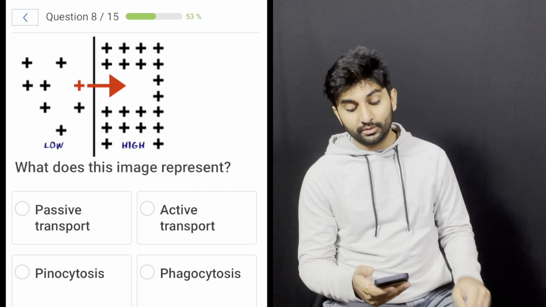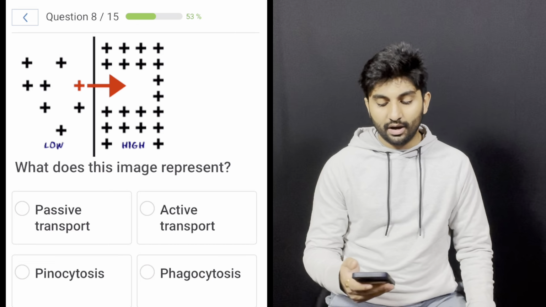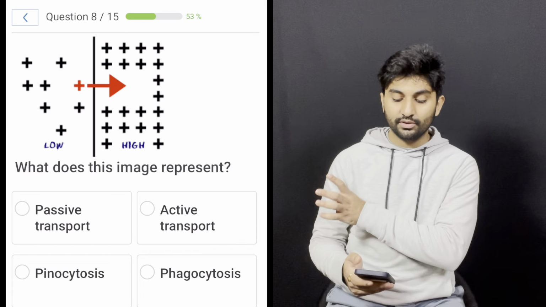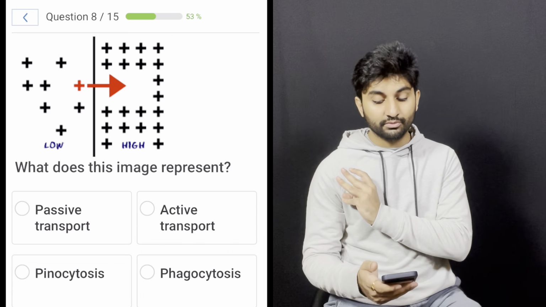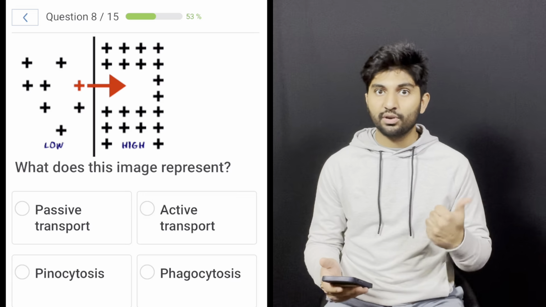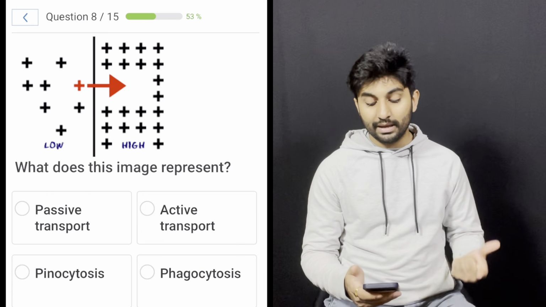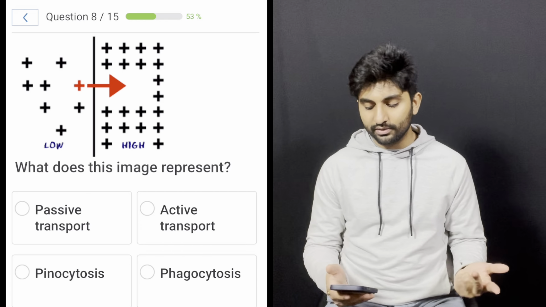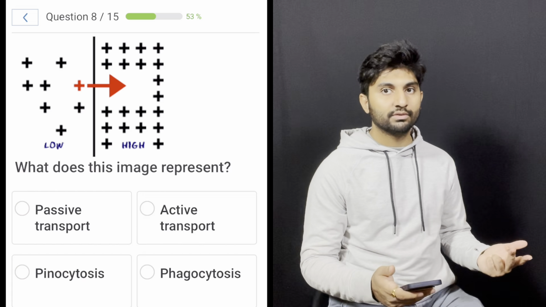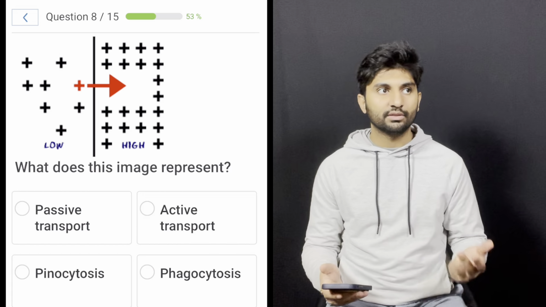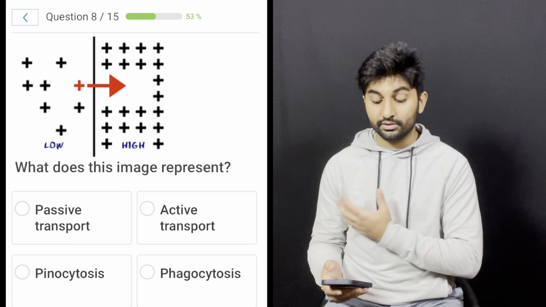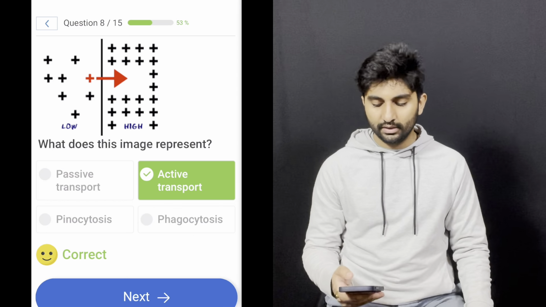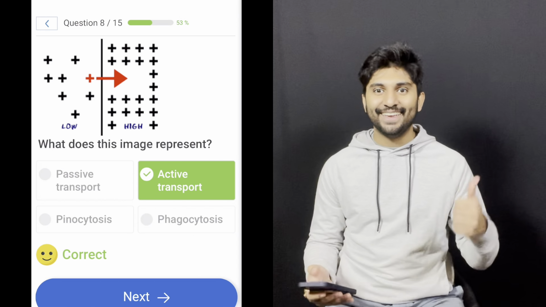Now number 8 has a figure to it. Something going from low concentration to high concentration. What does this image represent? Passive transport, no. Active transport, maybe. Pinocytosis or phagocytosis. I'm going to say active transport, because active transport usually takes things from low concentration to high concentration, against its natural way. That's right, 8 for 8.